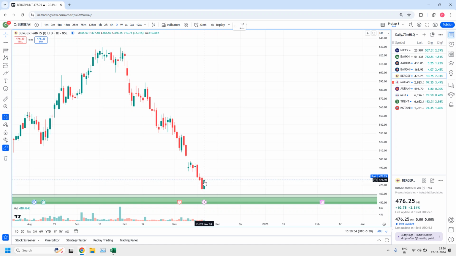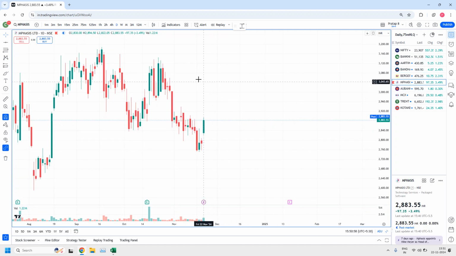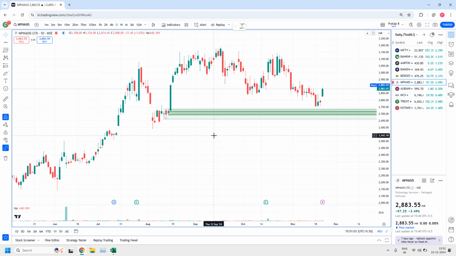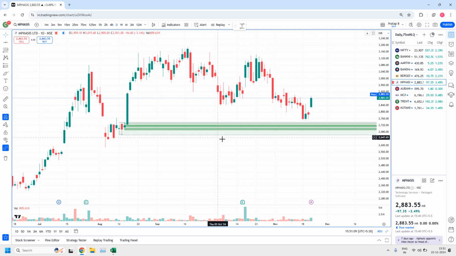This is today's candle. Next one is Emphasis. Emphasis, we already discussed how we fine-tuned this. This is a daily high liquidity demand zone. So we didn't plan any trade in Emphasis.